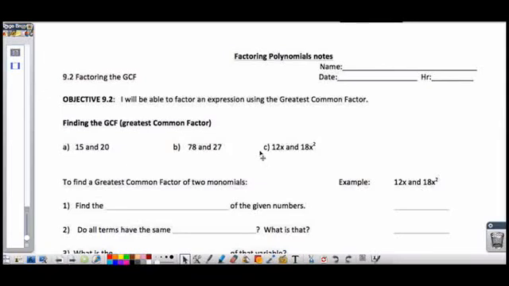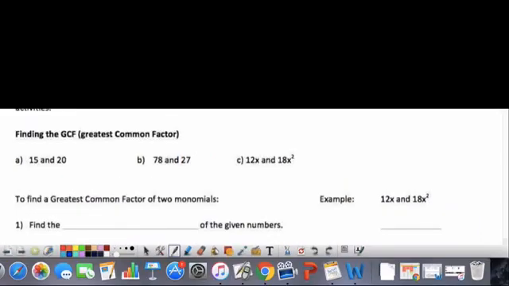Okay, welcome to 9.2 Factoring the GCF. So we're going to learn how to factor an expression using the greatest common factor. So you found the greatest common factor before, and that's not just any numbers that go into two numbers. It's the biggest number that goes into two numbers. Okay, so the only number that I can come up with that goes into both of these would be 5. 5 goes into 15, and it goes into 20.